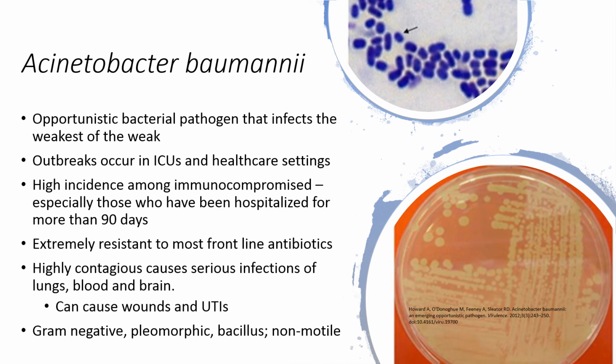This is a highly contagious bacterium, and it causes serious infections in the lungs, the blood, and the brain for those who become infected. Many soldiers have had amputations because their various tissues were infected with this particular bacterium. It can also cause wound and urinary tract infections. Acinetobacter is a pleomorphic bacterium. It's gram-negative, pleomorphic, and non-motile.